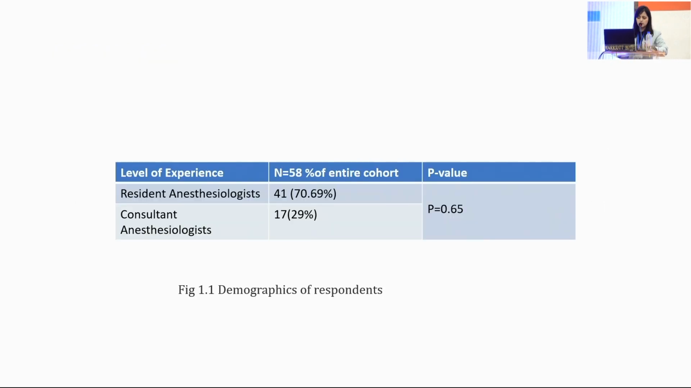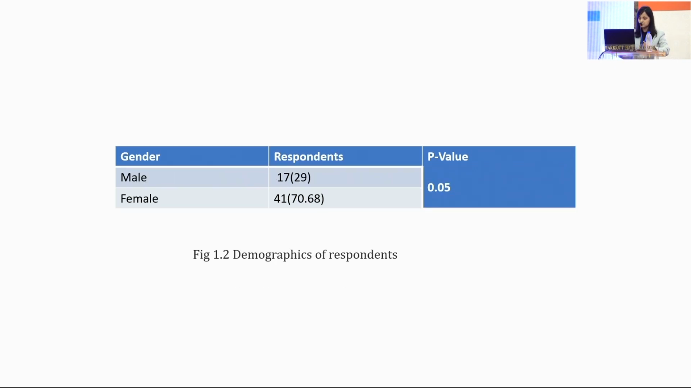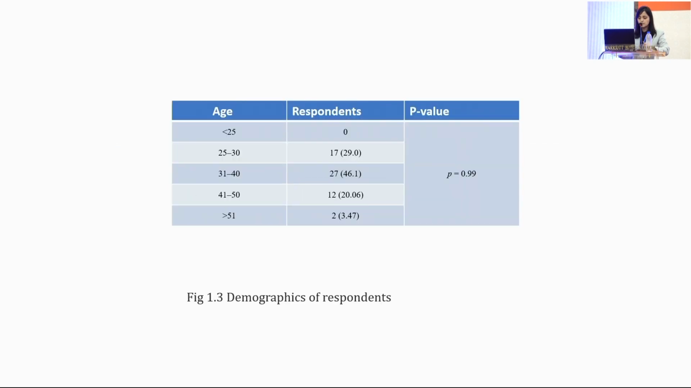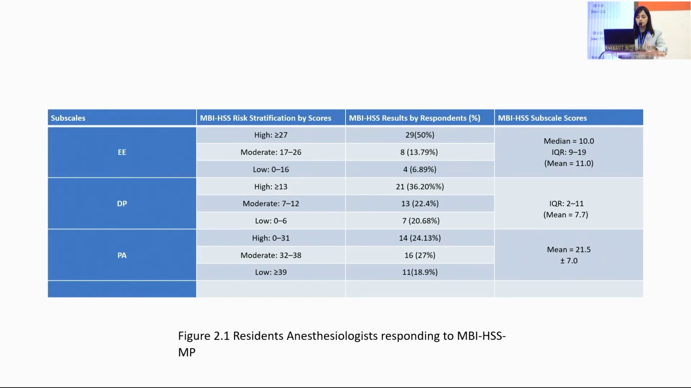So these are the demographics of the respondents. The resident anesthesiologists who responded were 70.69% and the consultants were 29%. These are the demographics of males and females, the age-related data, and these are basically the resident anesthesiologists responding to the MBI-HSS.